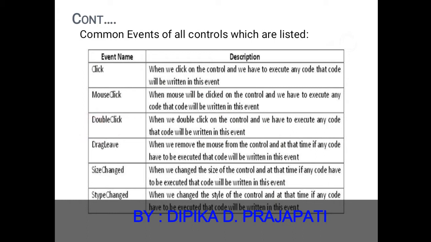Double click. When we double click on the control and we have to execute any code, that code will be written in this event. Then drag leave. When we remove the mouse from the control and at that time any code has to be executed, that code will be written in this event. Then size change. When we change the size of the control and at that time any code has to be executed, that code will be written in this event.